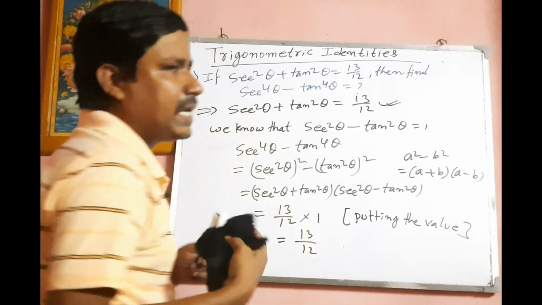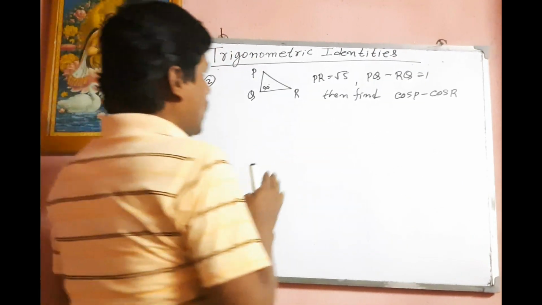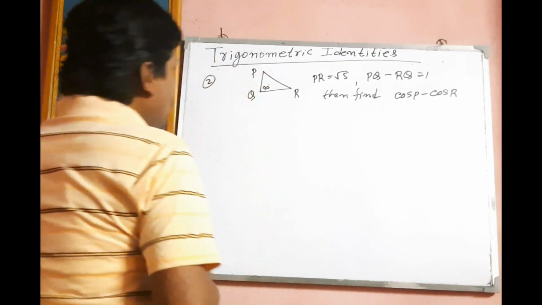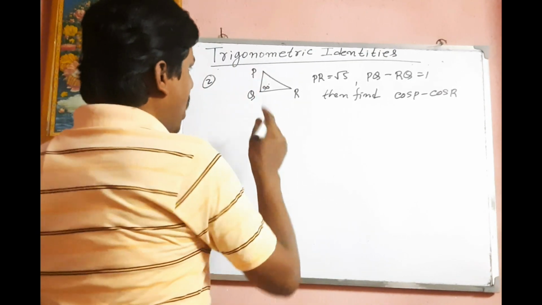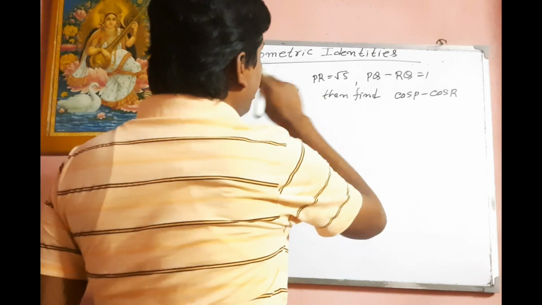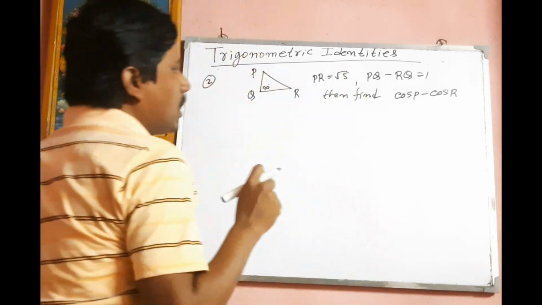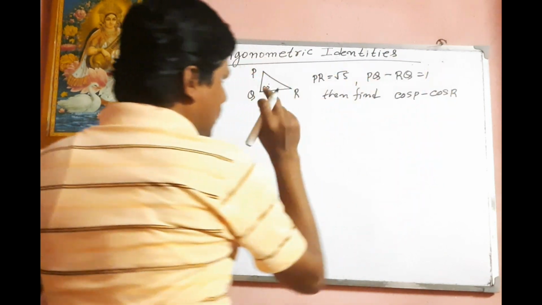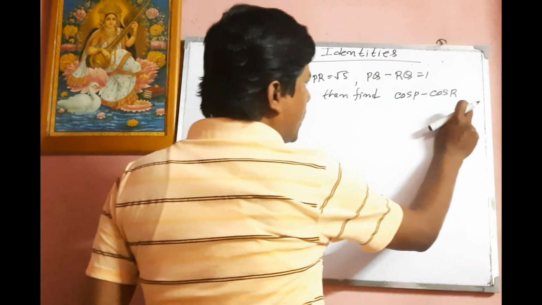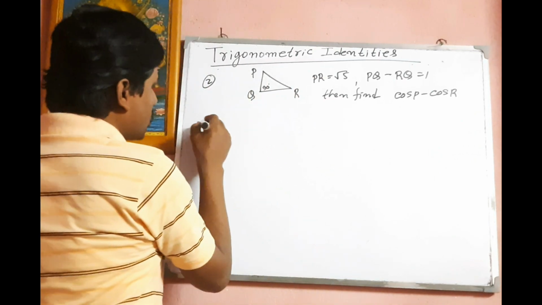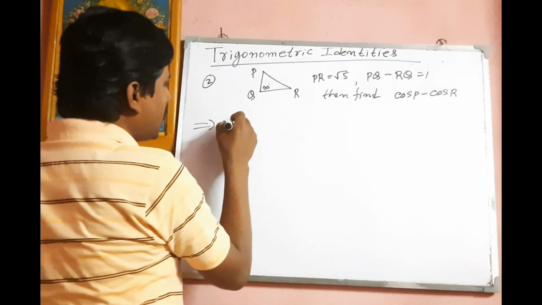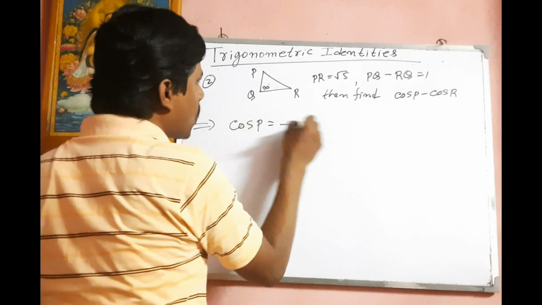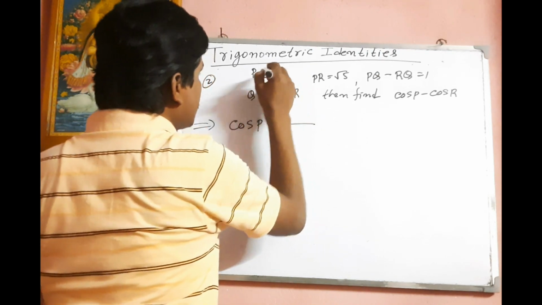And now we move to the next example. Now the second example of the day is: the triangle PQR is given, where Q is 90 degrees and PR is equal to √5 and PQ minus RQ is equal to 1. Then find cos P minus cos R. So by the given information we can write cos of P is equal to, cos of P means this triangle.